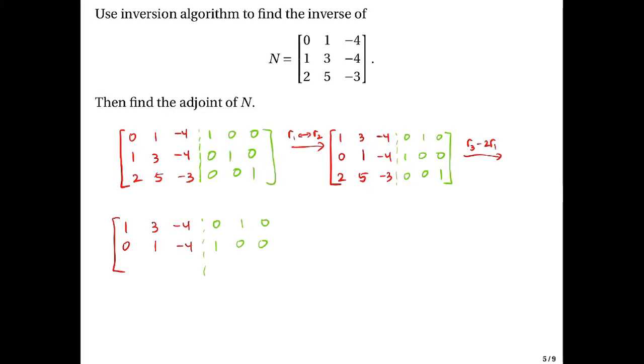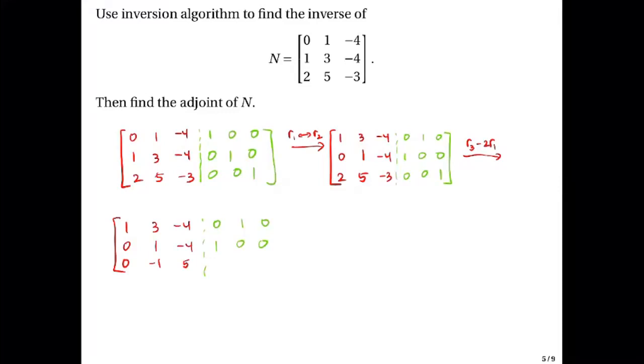For the third row, we have 2 minus 2. That will become 0. 5 minus 2 times 3. So 5 minus 6, that's negative 1. Then negative 3 minus 2 times negative 4, that will be negative 3 plus 8. Correct? Negative 3 plus 8. So that will become 5.